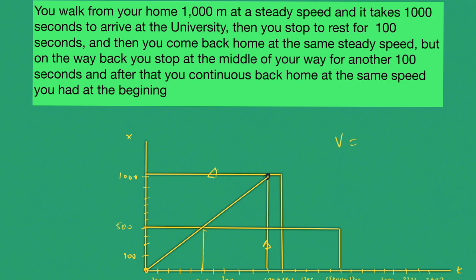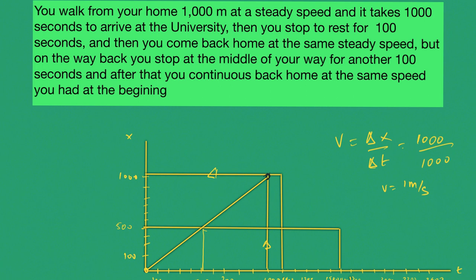And the velocity is delta x divided by delta t. What is delta x? Delta x is from x equals 0 to x equals 1,000. So it will be 1,000 divided by delta t. Delta t is from t equals 0 to t equals 1,000, so 1,000 divided by delta t, 1,000. So the velocity is 1 meter per second. You are walking in this first step, in the first part of the problem, at 1 meter per second.